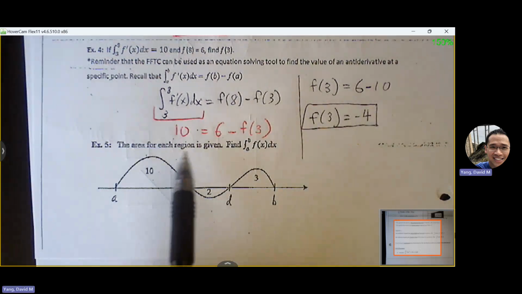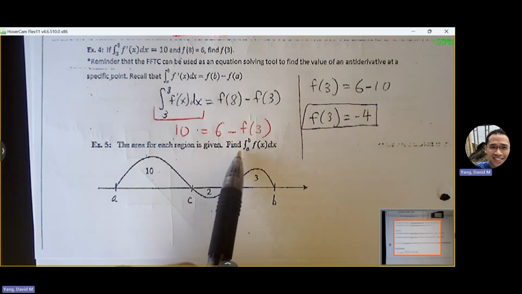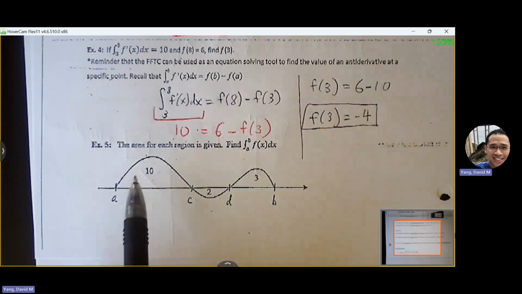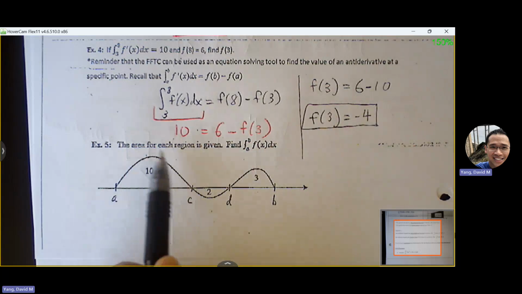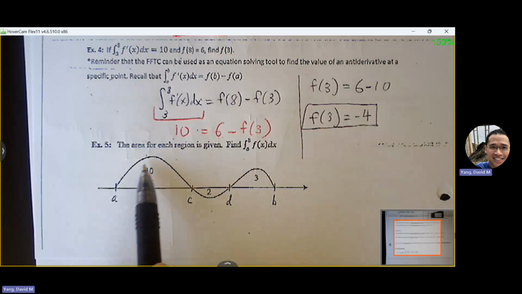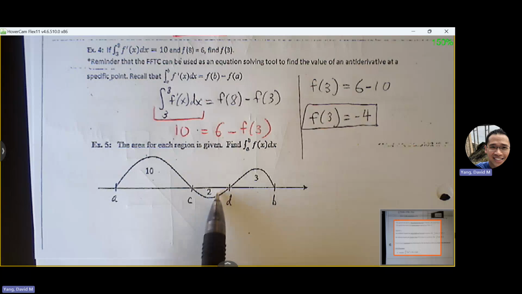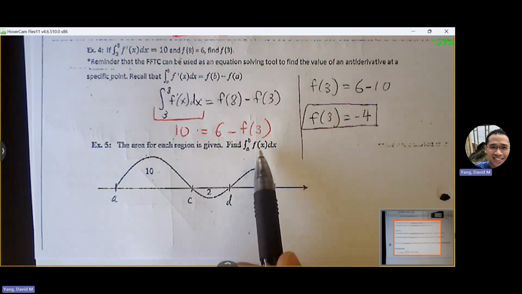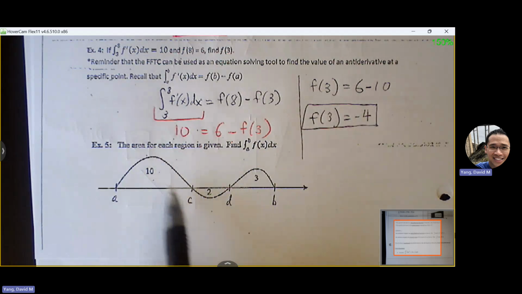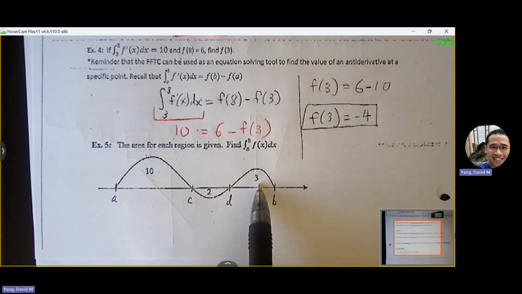Example 5, the area for each region is given. Find the definite integral from a to b of f of x dx. So the area is given, but we're talking about the definite integral here. Anything above the x-axis will remain positive, but anything below needs to be adjusted to be what? Below the x-axis, the area is 2, but the definite integral is what? Negative 2. Right, so if I were to find the definite integral from a to b, it'll be 10 minus 2 plus 3.